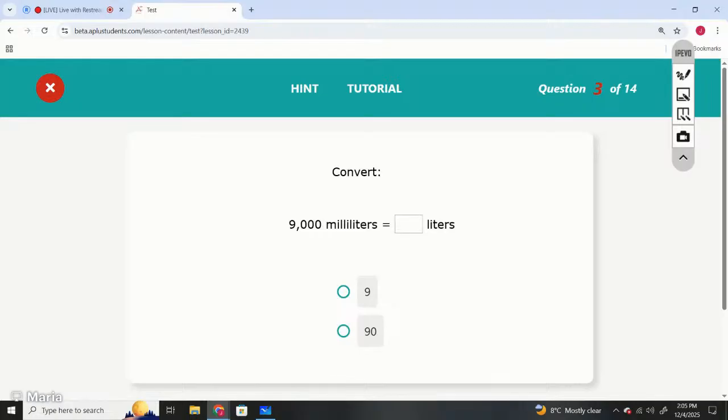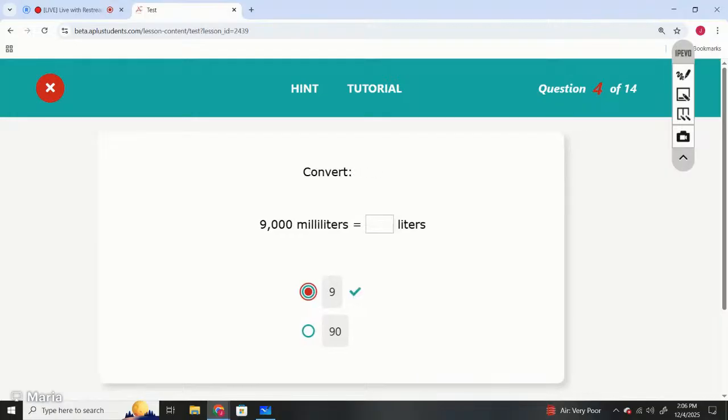9,000 milliliters equal how many liters? 9,000 milliliters equal 9 liters. Option number one is the correct option.